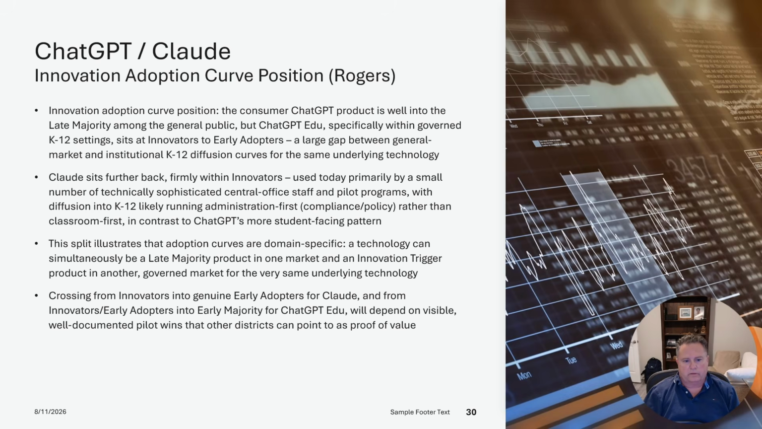This split illustrates that adoption curves are actually domain-specific, which means that technology can simultaneously be a late majority product in one market and an innovation trigger product in another governed market for the very same underlying technology. Now, crossing from innovators into genuine early adopters for Claude, and from early adopters into early majority for ChatGPT EDU, will depend largely on visible, well-documented pilot wins that other districts can point to as proof of value.